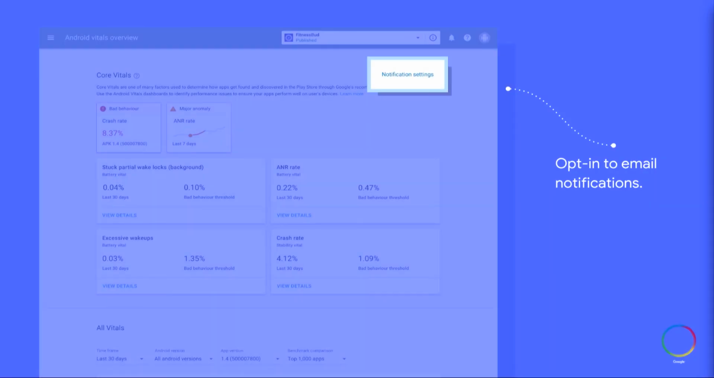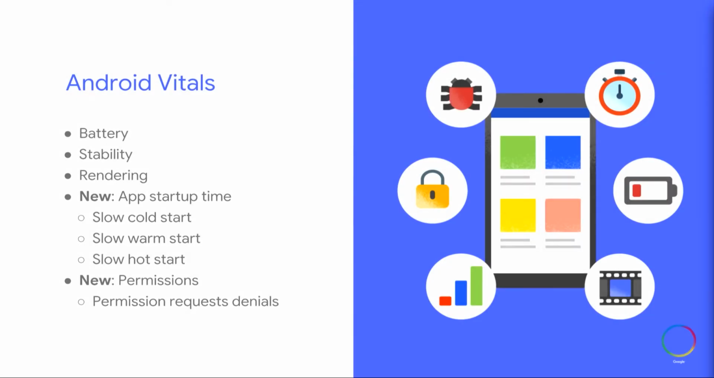And to make it even easier for you to quickly respond when there are new issues, you can now opt in to get email updates when we detect a major change with one of your metrics. So Android Vitals are now more useful with benchmarks, easier to prioritize with core vitals, and more helpful with warnings, anomaly detection, and email alerts. We strongly recommend that you check out the Android Vitals features regularly to help you build better apps and better user experiences.